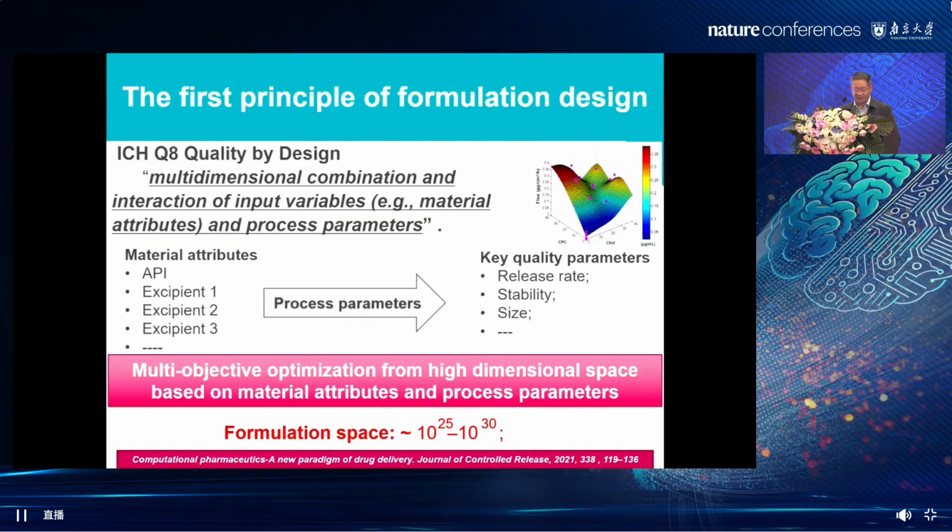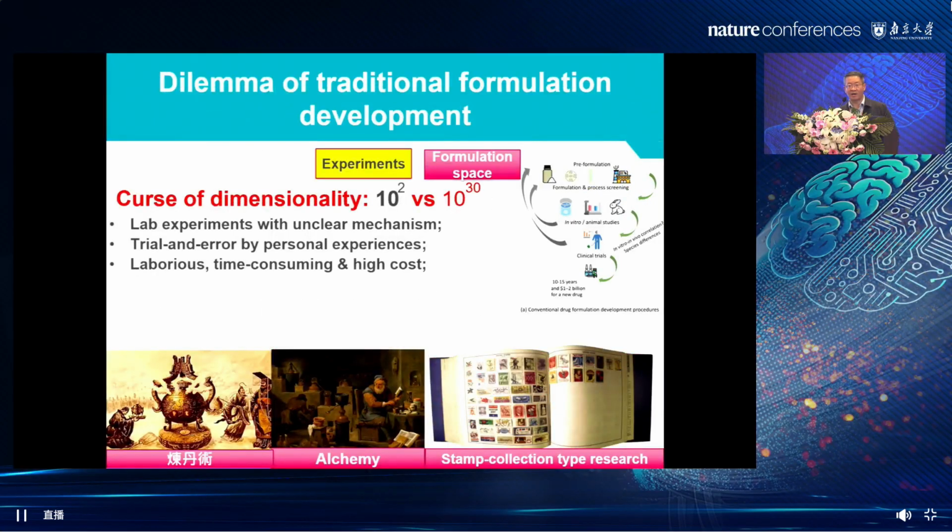Why is this? Actually, today formulation development is multi-objective optimization in a high-dimensional space based on the material attributes and the process parameters. We estimate that the formulation space can reach 10 to the power of 30. That's a very high-dimensional space. However, currently in formulation experiments, we can do just tens or at most hundreds of experiments. We have to search such a high-dimensional space, so it is laborious, time-consuming, and high cost.